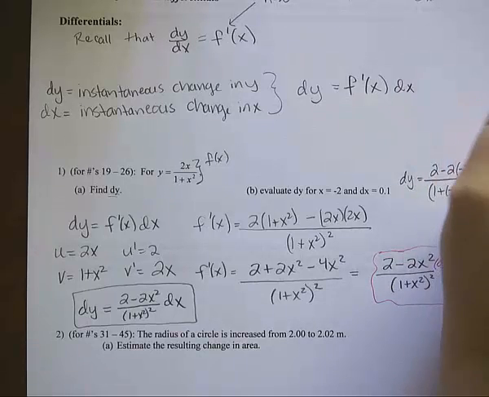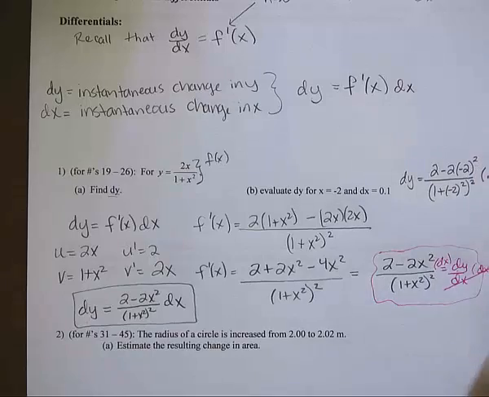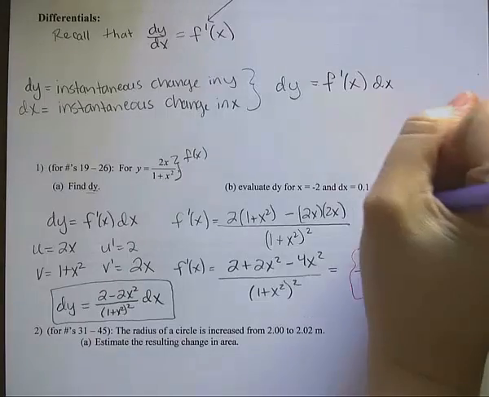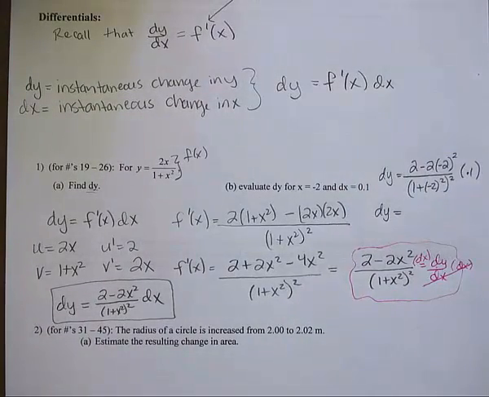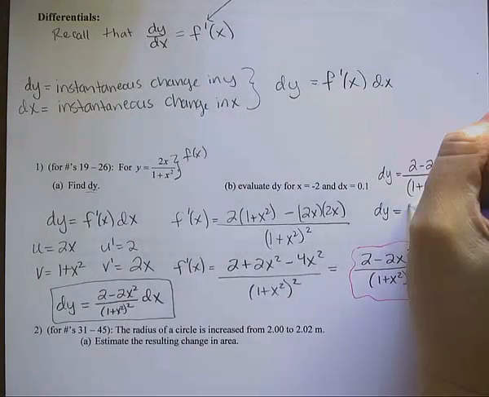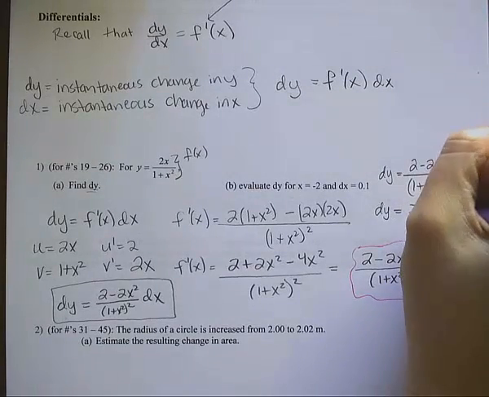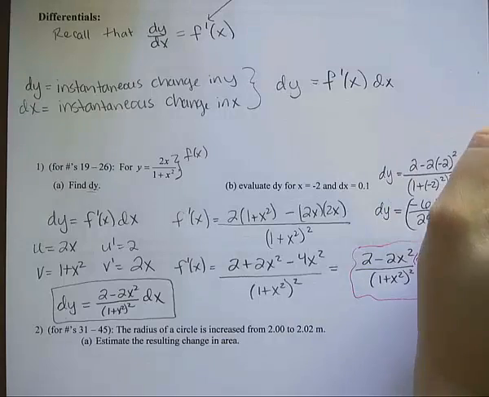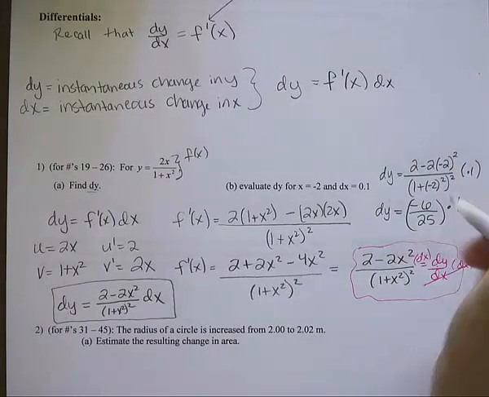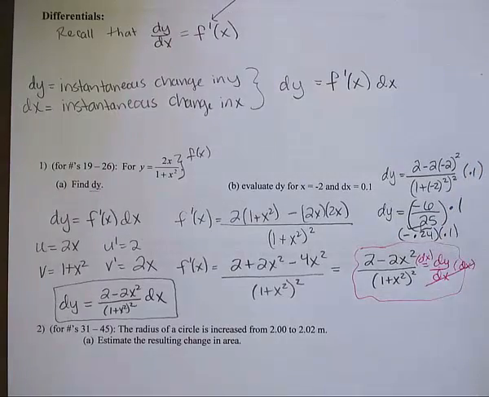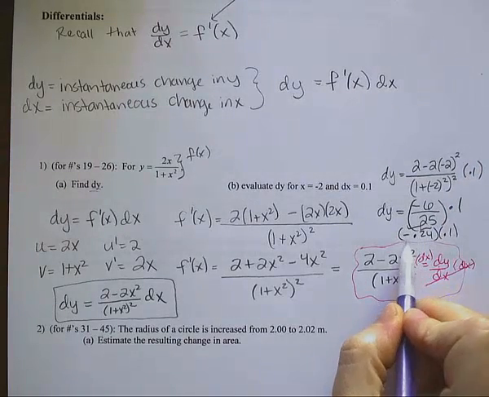And then I'll multiply this expression by dx, which is 0.1. And then that will give me, in effect, my dy. So I just need to simplify this a little bit. So the numerator ends up being -6. The denominator ends up being 25. I'm multiplying all that by 0.1. This fraction here ends up being -0.24. And I'm multiplying that by 0.1, so I just moved the decimal one more place to the left.